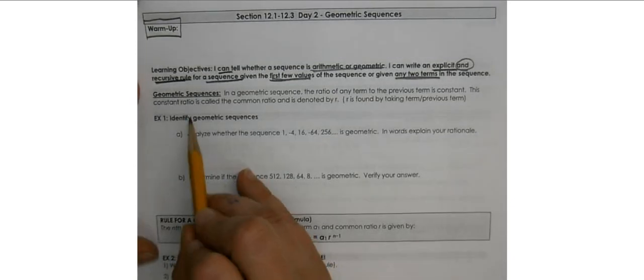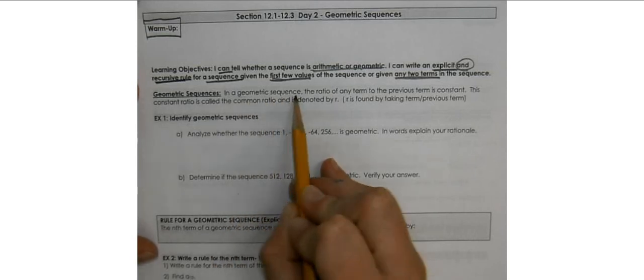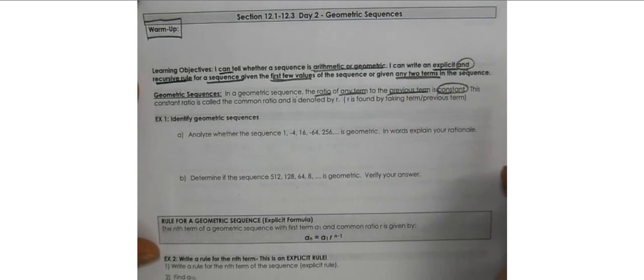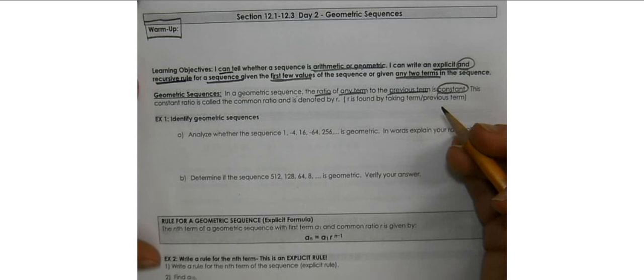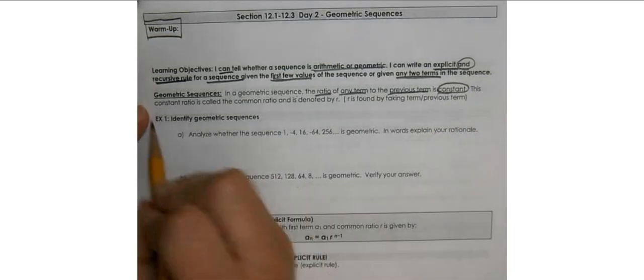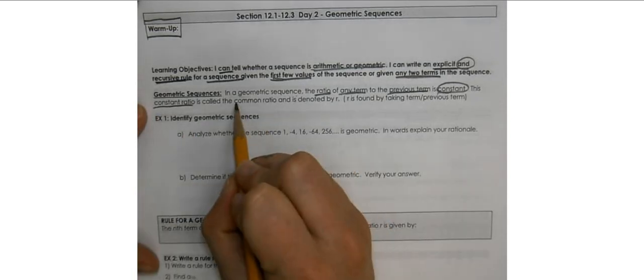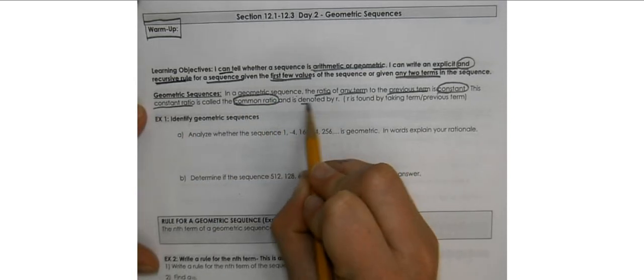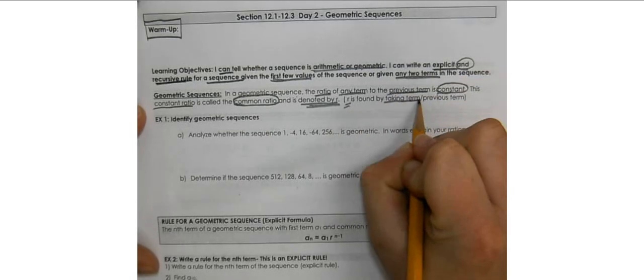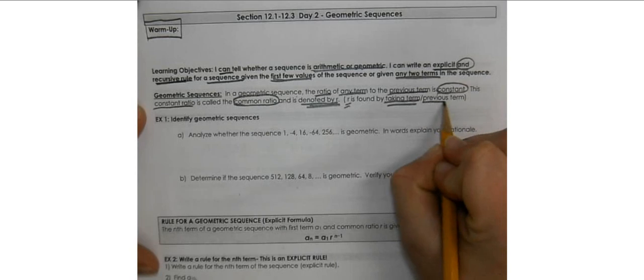So in a geometric sequence, the ratio of any term to the previous term is constant. That means that we're going to be multiplying by the same number each time in order for us to get to the next value. This constant ratio is called a common ratio, and it is denoted by the letter r. So whenever you see the letter r, that's the number that you multiply by each time in order to get to the next value. Now, r is found by taking your term and dividing it by your previous term.